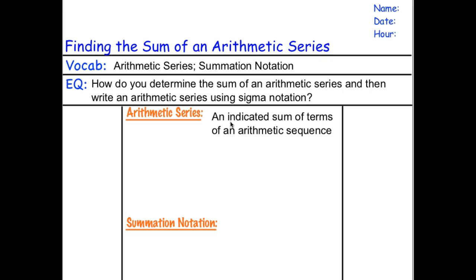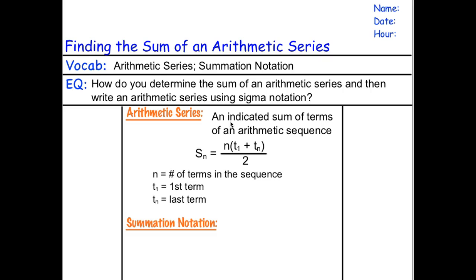We're going to take the sequence, we're going to lop it off at a certain point and say, all right, let's add all these terms together to find out how many we have there. So then we would get S subscript n equals n, which is the number of terms in the sequence, multiplied by t1, which is our first term, plus t subscript n, which is our last term, and divided by 2. And that t sub n, that last term, will vary depending on the problem.